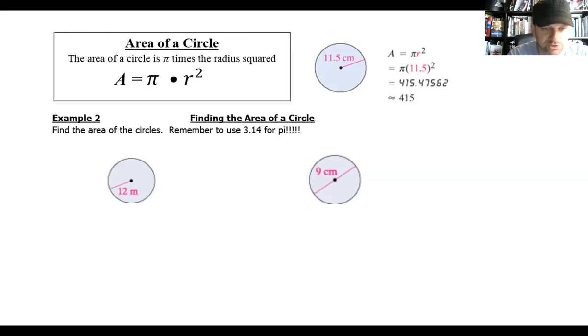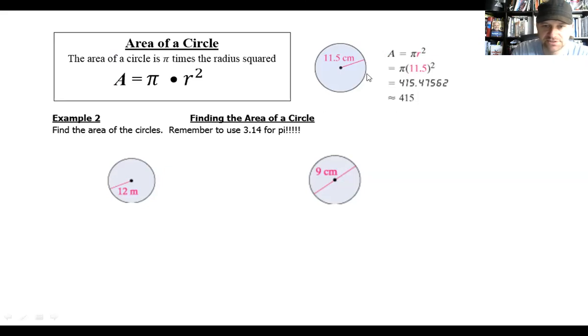So we're going to square it. That means whatever the radius is, we're going to multiply it by itself. And we can use the square button, which is probably next to the 7 key. You'll see an x squared button there. And then again, we're going to round all these answers to the nearest whole number to keep things simple.